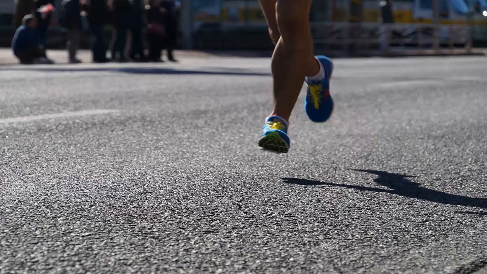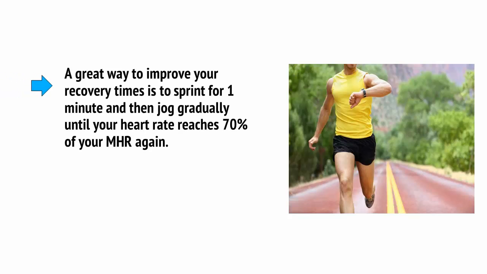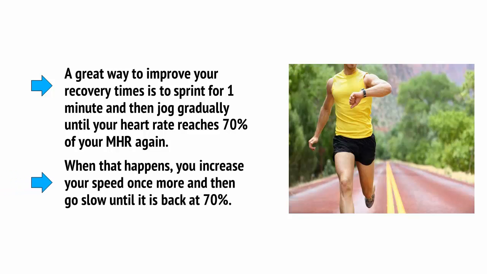For example, a great way to improve your recovery times is to sprint for 1 minute and then jog gradually until your heart rate reaches 70% of your MHR again. When that happens, you increase your speed once more and then go slow until it's back at 70%.